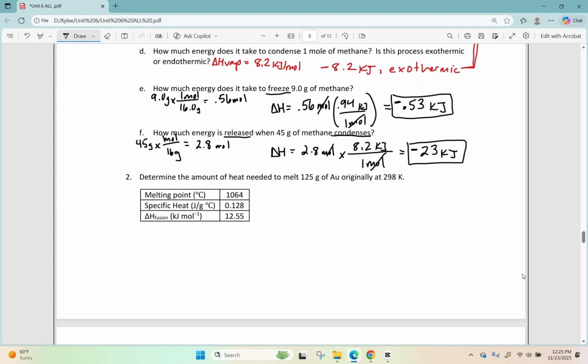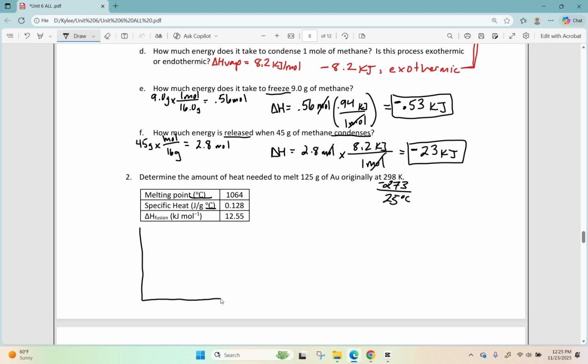All right, last example, we have: determine the amount of heat needed to melt 125 grams of gold if it was originally at 298 K. So one thing I'm going to do really quickly is go ahead and put this Kelvin temperature into Celsius by subtracting 273. And the reason I'm doing that is because my melting point is in Celsius and my specific heat is in Celsius. So I'm making sure that everything is in Celsius before I get this started.